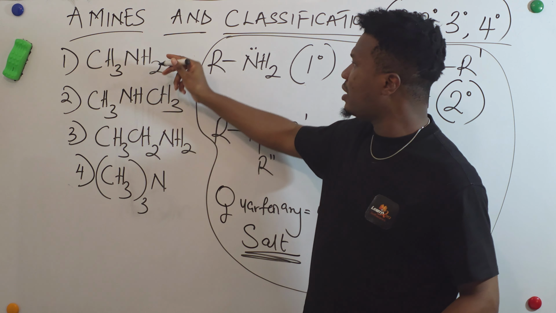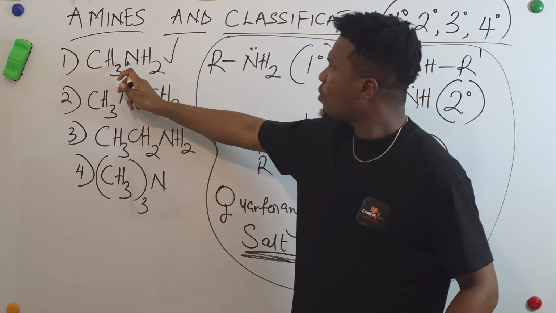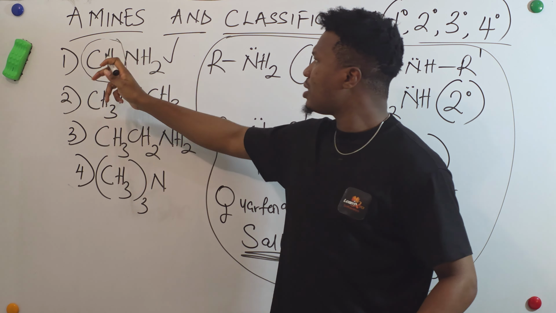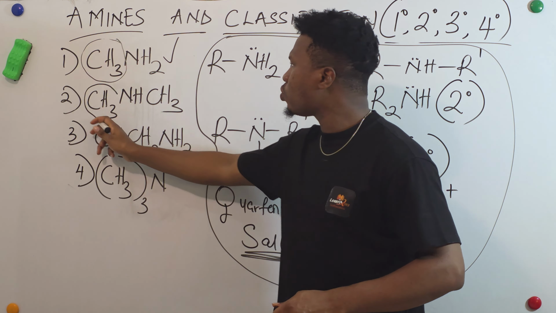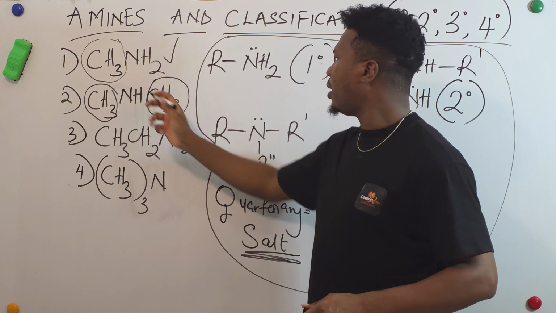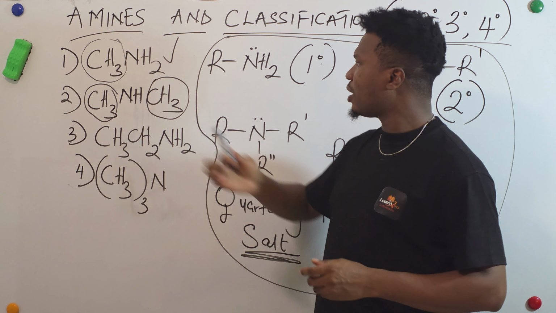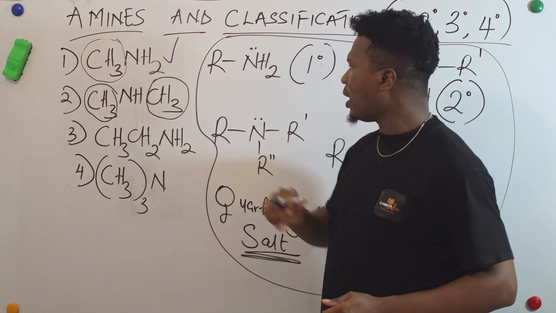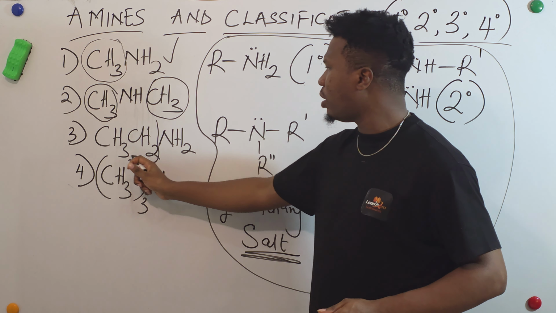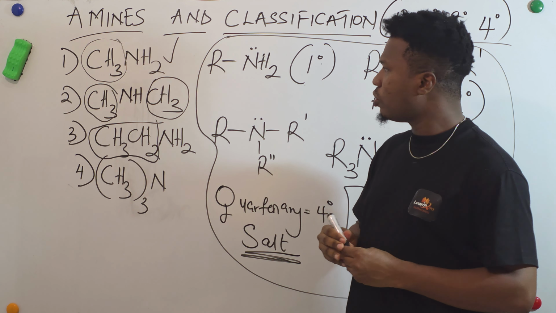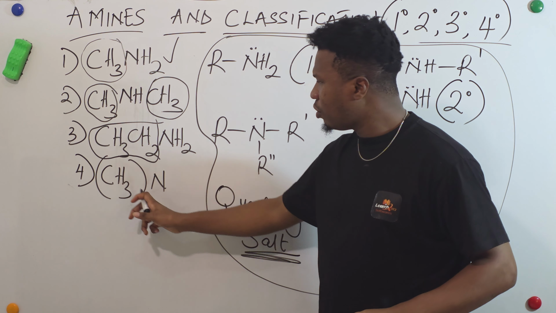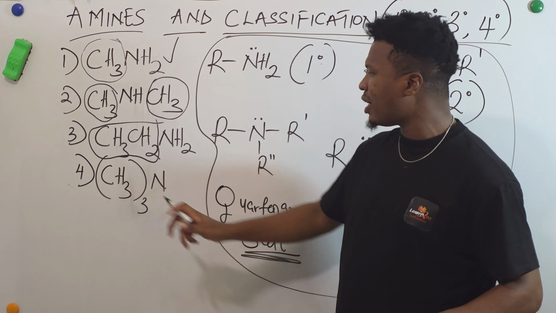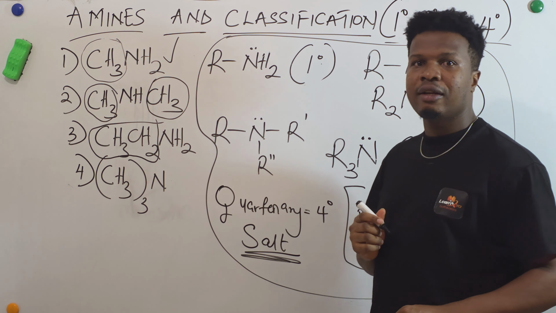From the first one, you see that it has one alkyl group, and because it has one alkyl group and 2 hydrogens, it is going to be primary. So this is a 1 degree or primary amine. The second one has 2 alkyl groups, so this one is secondary. Then the third one here has only 1 alkyl group, so this one is primary. Then the last one has 3 alkyl groups connected to the nitrogen, and you notice there is no hydrogen connected to the nitrogen here, so this one is a tertiary amine.